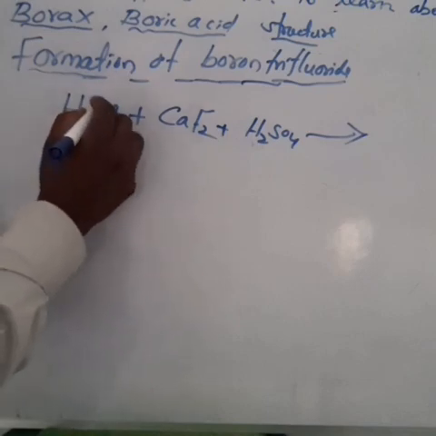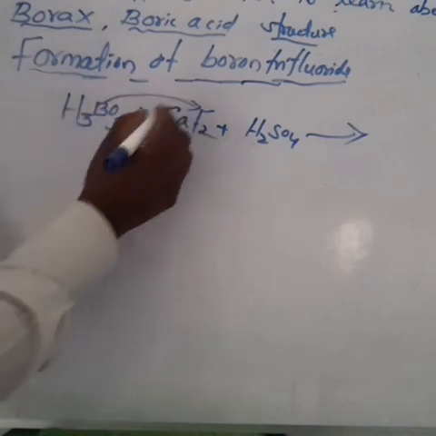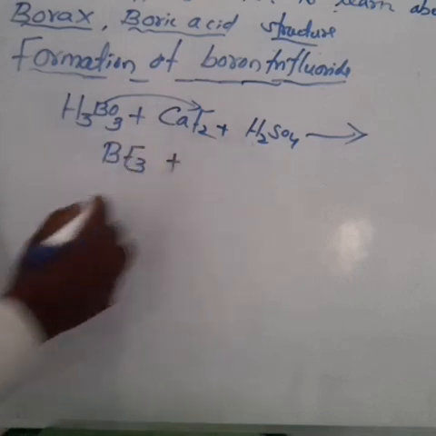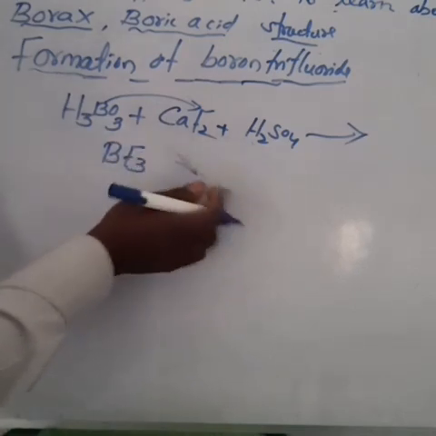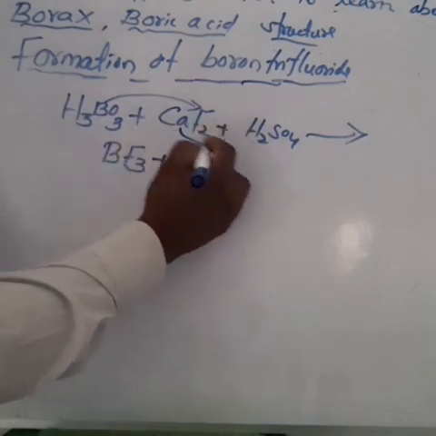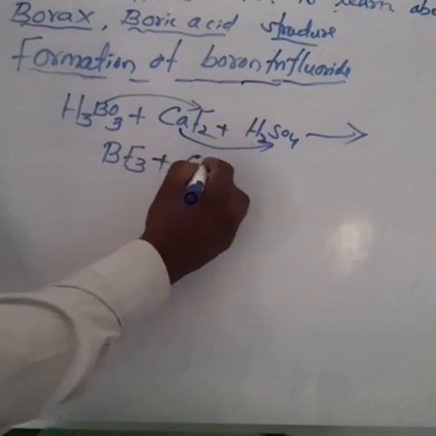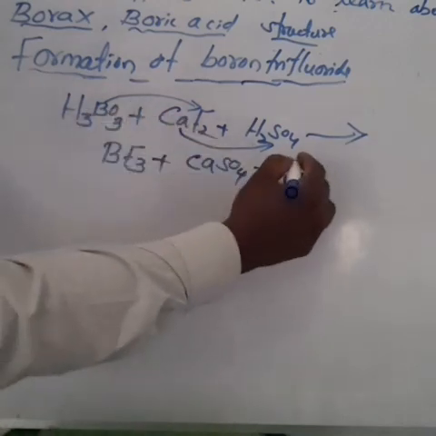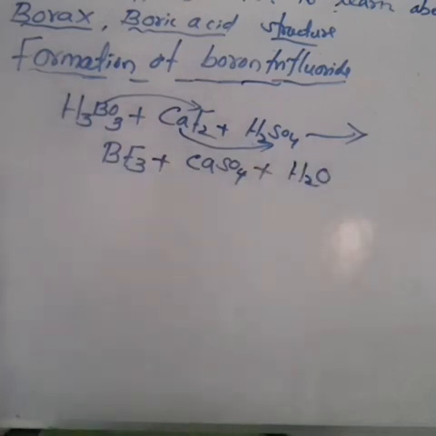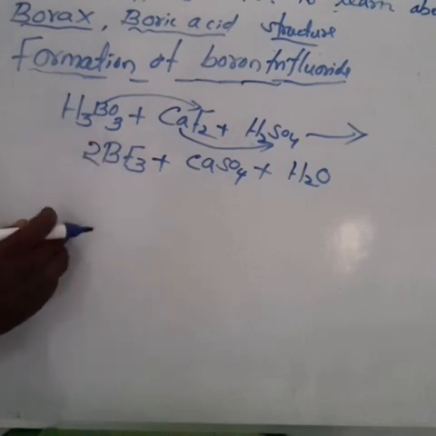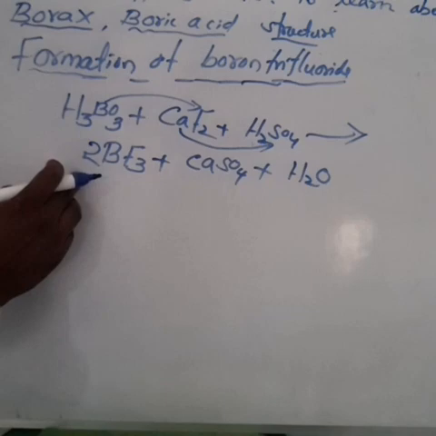First, the boron combines with the fluorine, we get boron trifluoride. Am I right? Calcium combines with the sulfate to form calcium sulfate. And also hydrogen combines with the OH to form water molecules. How can you balance the equation? Here having 3 fluorine, there having 2 fluorines. First you have to make it 2 here.